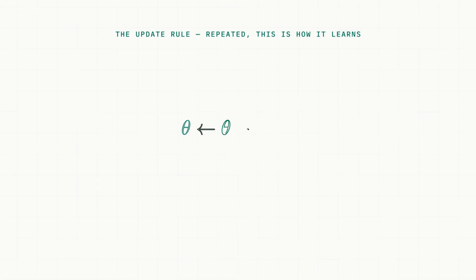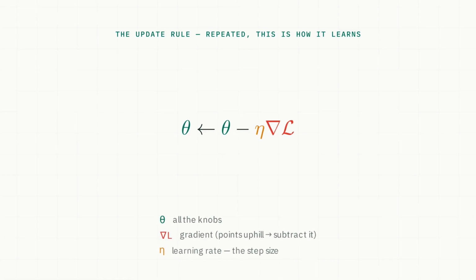We can write the update in a single line, and it's worth seeing because this one rule, repeated, is how every model learns. The new parameters equal the old parameters, minus a small number eta, times the gradient of the loss. Theta becomes theta minus eta times the gradient. Theta is all the knobs, the gradient points uphill, so we subtract it to go downhill. And eta, that small number, is the learning rate. It controls the size of each step. Too large and you leap wildly past the valley. Too small and it takes forever. Choosing it well is one of the quiet arts of the whole endeavor.